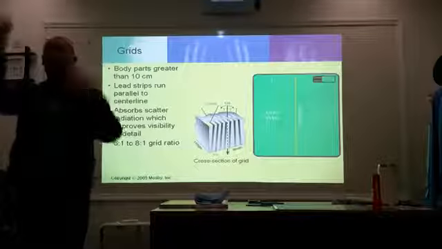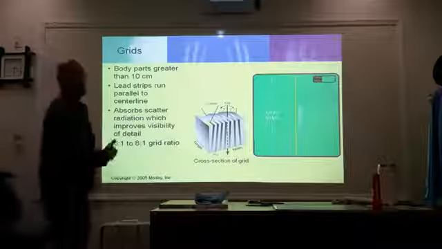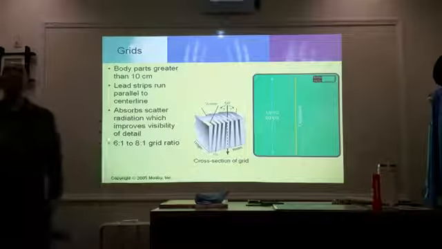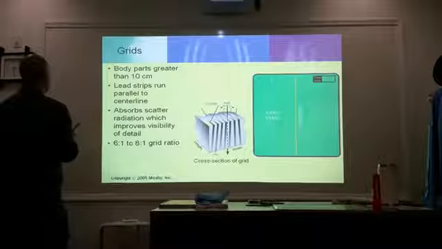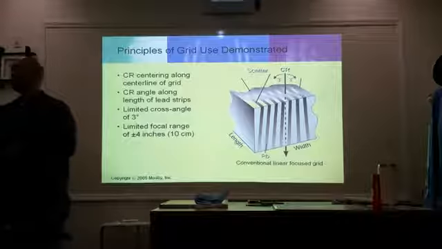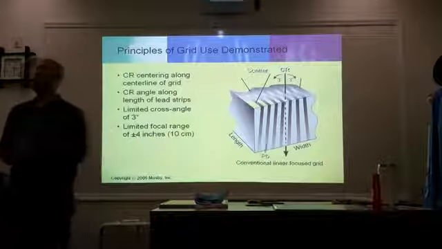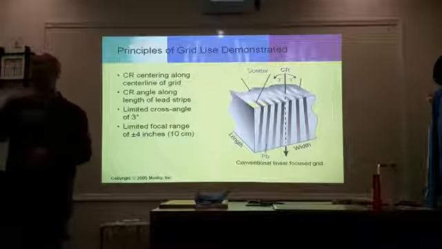So we're going to use a grid for our skull. Basically, just like your extremities, you don't need it; for thicker body parts, yes, you do. Okay? All right. Again, the principle of the grid is to absorb any radiation or photons traveling in an angular direction.